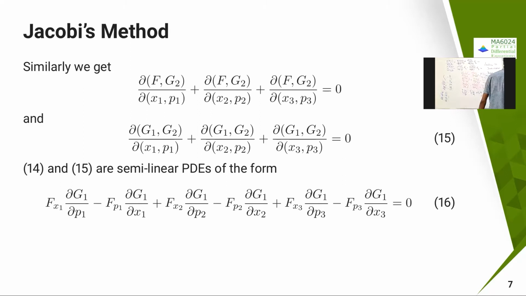So this is a semi-linear PDE. Okay, this is a semi-linear PDE. If we see this one, ∂g1/∂p1, etc. So here f_x1, f_p1, etc. are going to be there. Therefore, this is not going to have any terms of p1, this is not going to have any terms of x1, this is not going to have any terms of p2, etc. Therefore, it's a semi-linear PDE of this form.